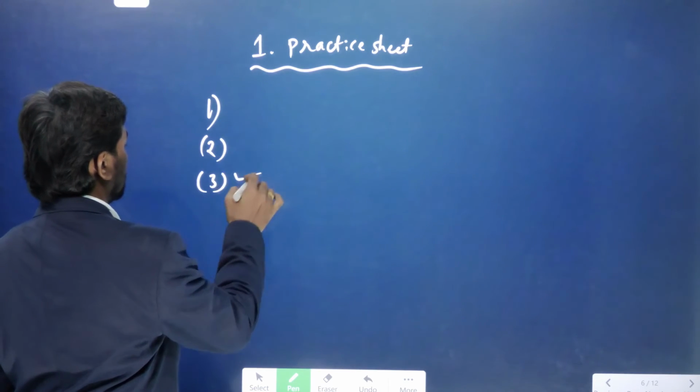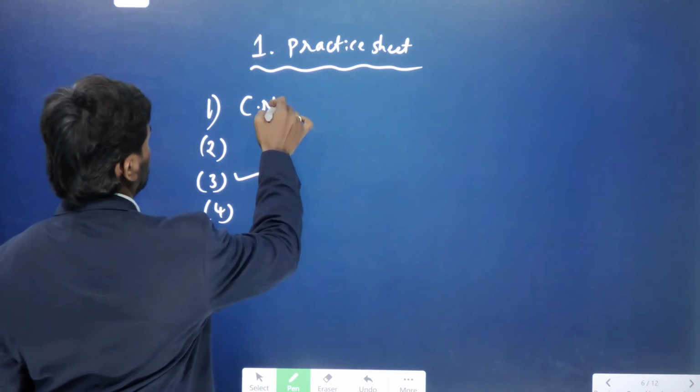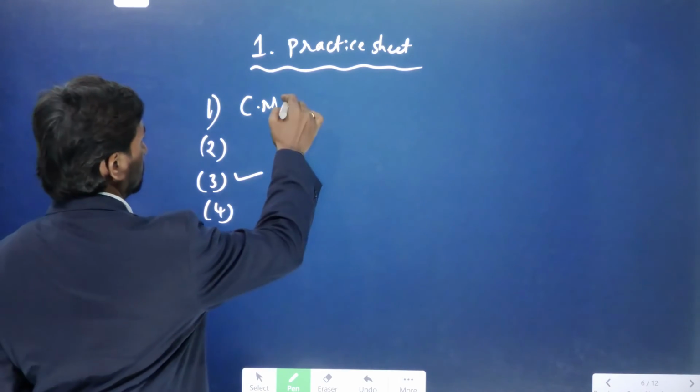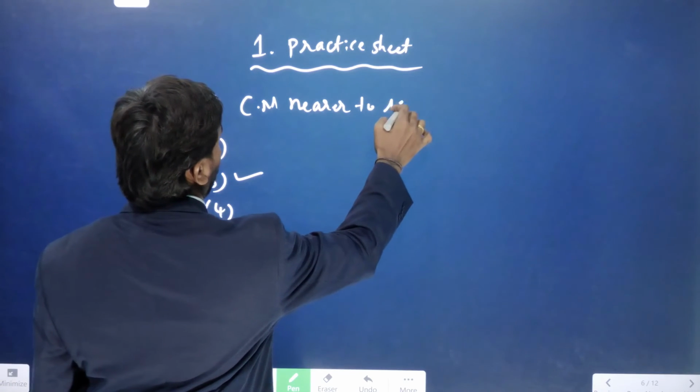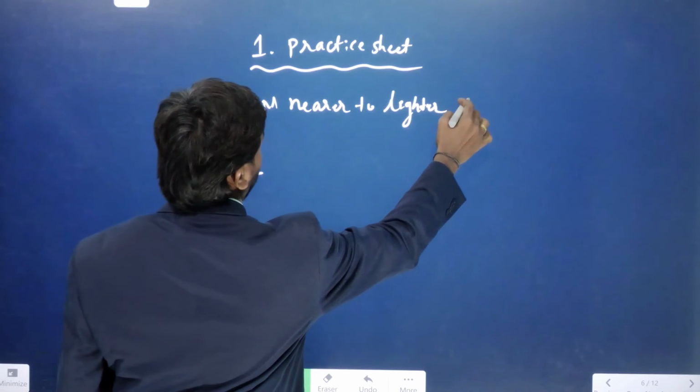Third option is correct one. So, fourth option. Here, the first option is what they have given there: center of mass is nearer to the lighter object, center of mass is nearer to the lighter body object.